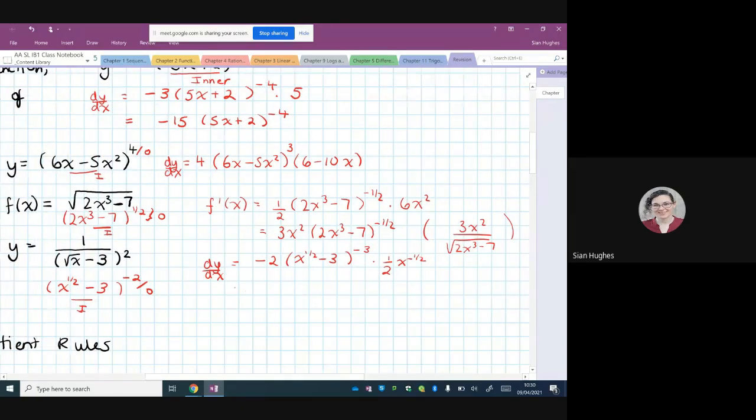And then I've got simplifying to do. I've got a minus 2 at the front and a half here. So they're going to cancel, but they will leave a minus. So I would probably write my final answer like this. So just put minus x, the minus half at the front. And again, if I really wanted to, I could write this as minus 1 over root x minus 3 cubed. But that's not necessary, that's optional.